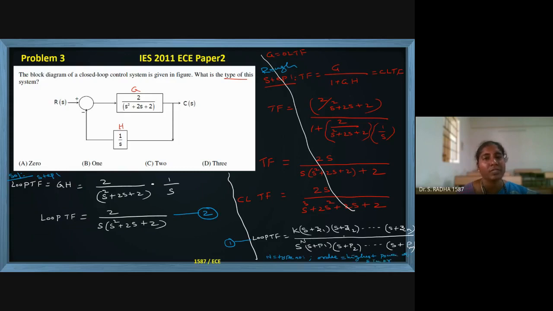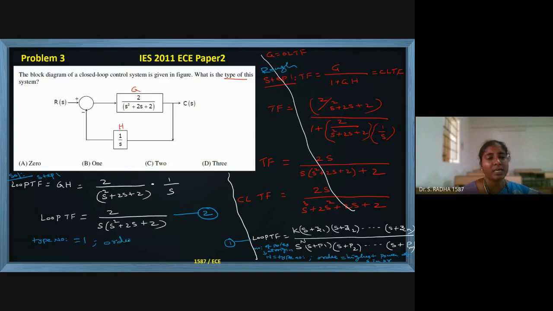In the loop transfer function denominator, from equation 2, how many separate S are present? S power N means poles at origin. This N is nothing but the number of poles at origin, and its other name is type number. If you draw the pole zero diagram, it is the number of poles at origin. Here we have a separate S, only one S, so one pole at origin. So the type number is also 1.